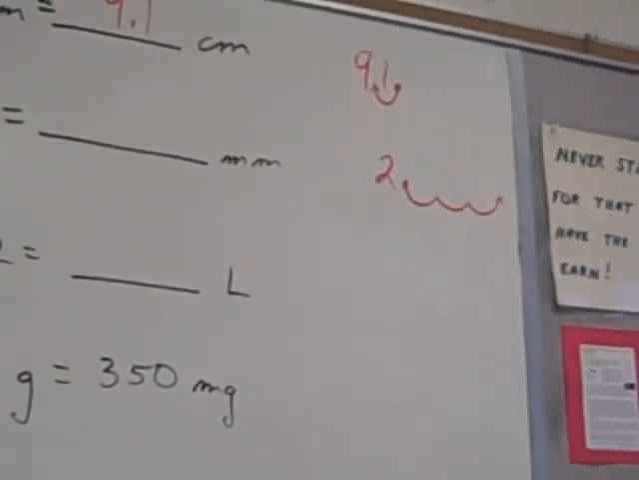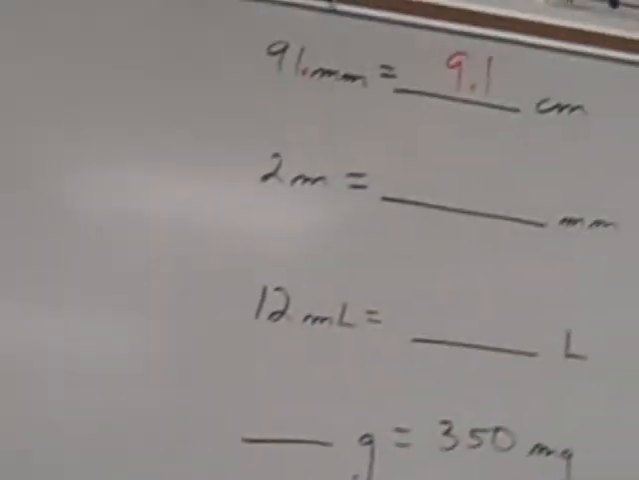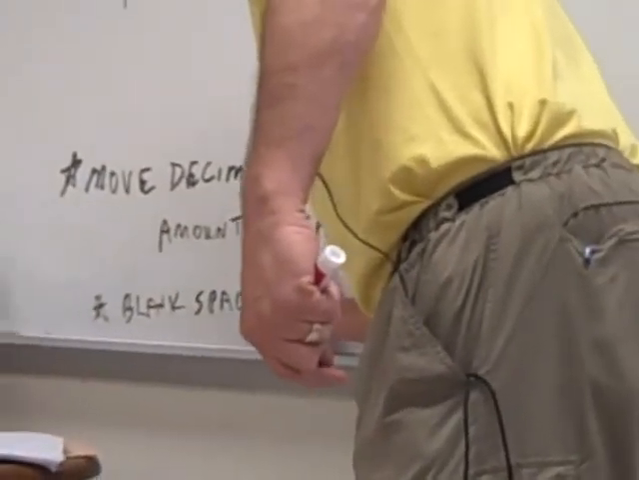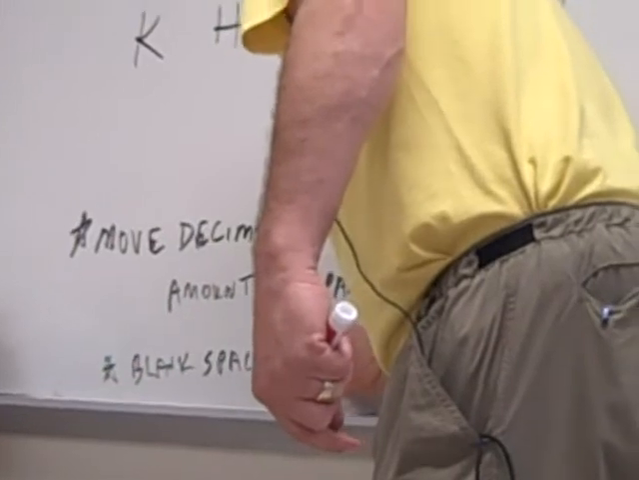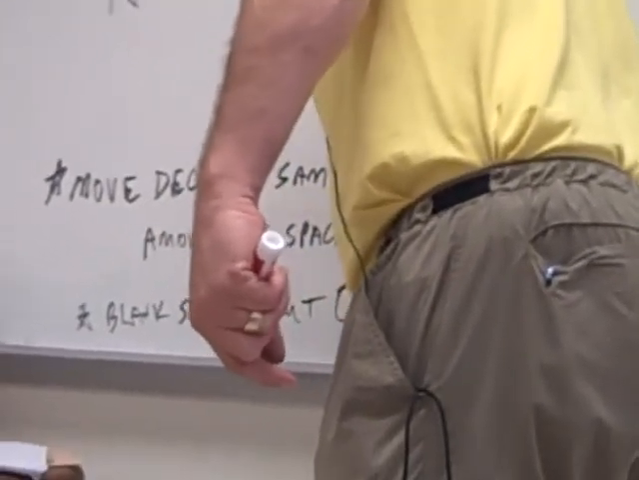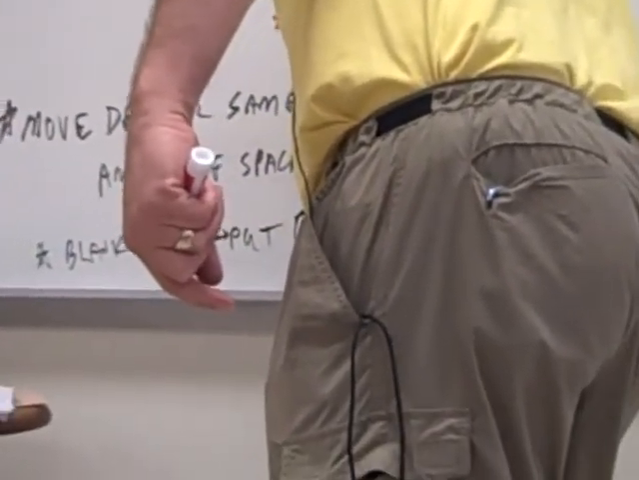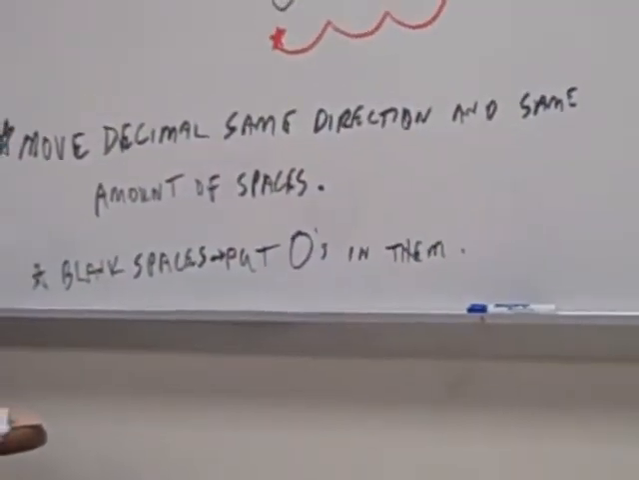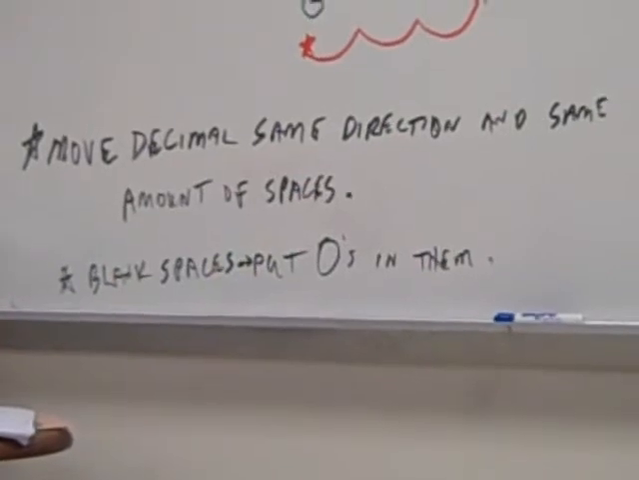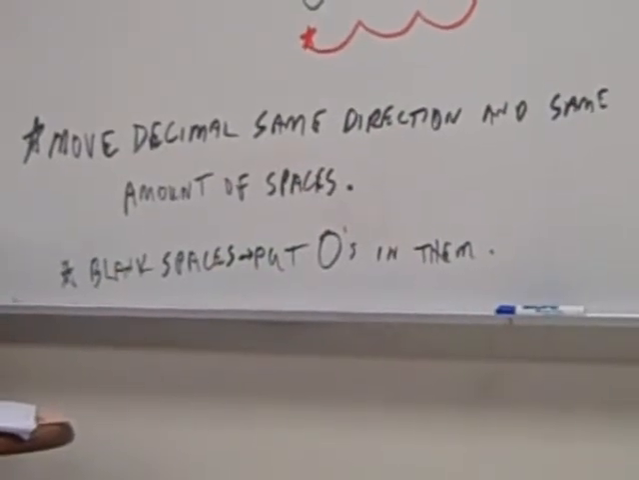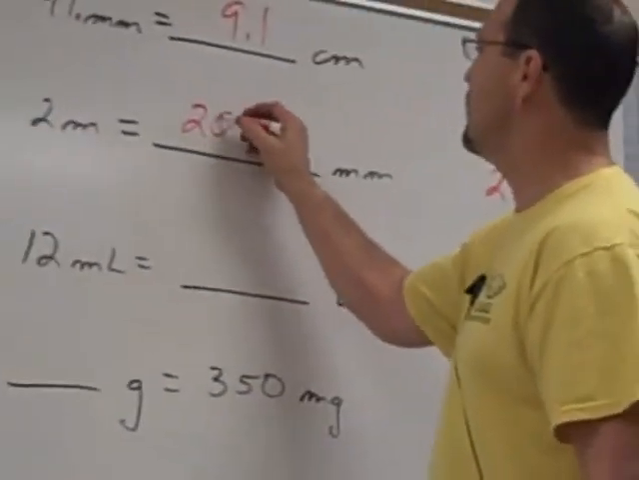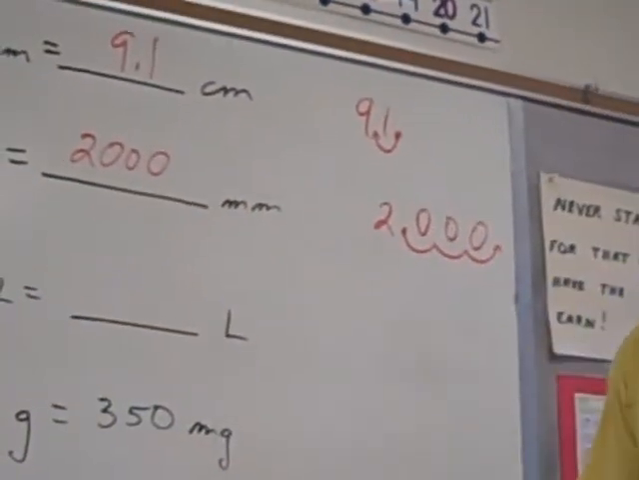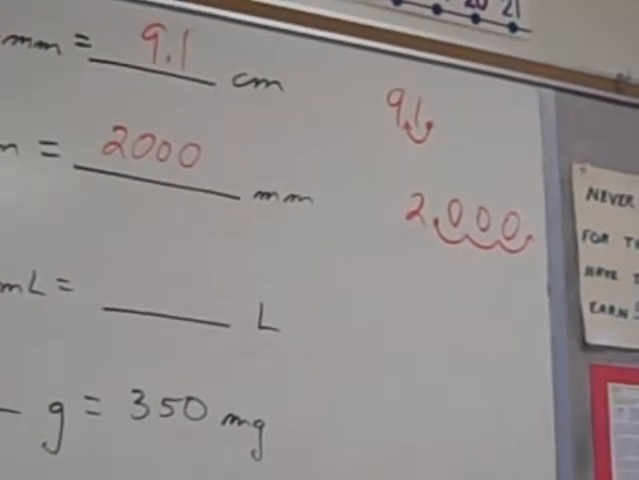What if I have blank spaces? Put zeros in them. So I have there, there, there. What's my answer? 2,000. 2,000 millimeters. Is that a lot easier than dividing?